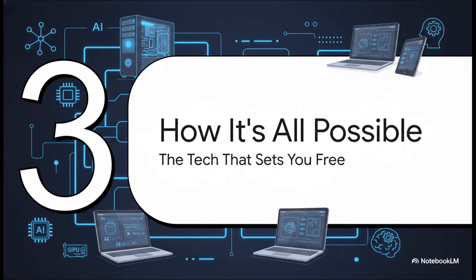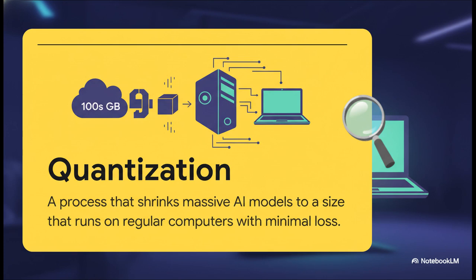Okay, I know what you're thinking. This sounds amazing, but I don't have a NASA supercomputer in my basement. Well, guess what? You don't need one anymore, and it's all thanks to one key piece of tech that changed the entire game. The magic word is quantization. Seriously, this is the secret sauce. The best way to think about it is like this. You know how a massive, high-quality WAV audio file can be compressed into a tiny MP3 without losing much sound quality? Quantization does the exact same thing for these giant AI models.